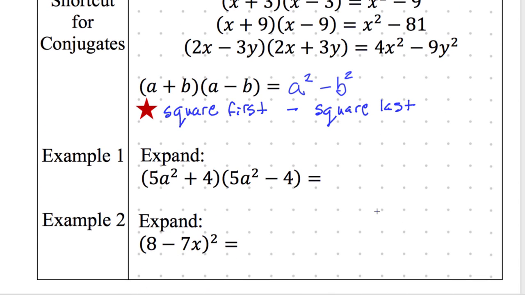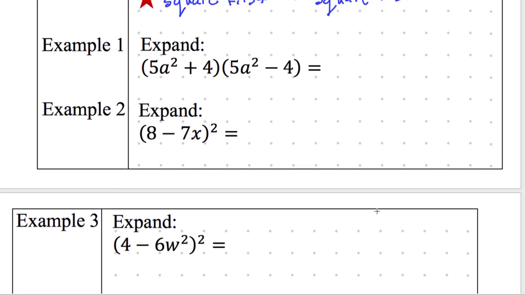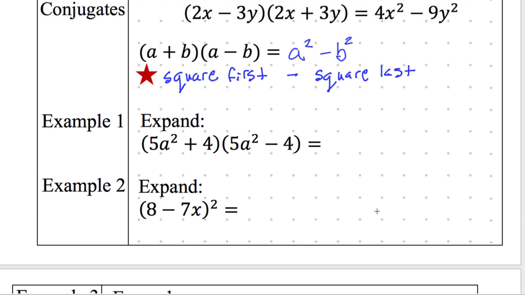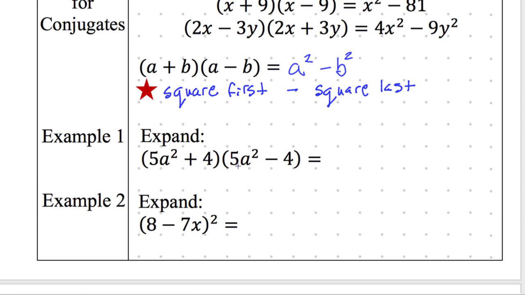All right, so let's apply our new rules to some hard examples. So 5a squared plus 4 times 5a squared minus 4. I have conjugates here. So what should I be writing here? Is there a quiet raised hand that can help me out? This is a hard problem right off the get-go. It's like level 5 out of 5. You got it, Gio? Hold on. Still thinking. 16.